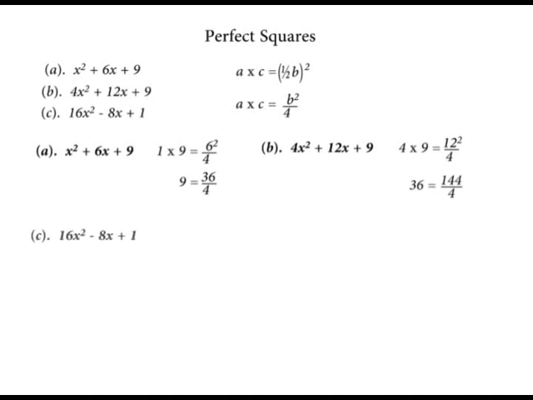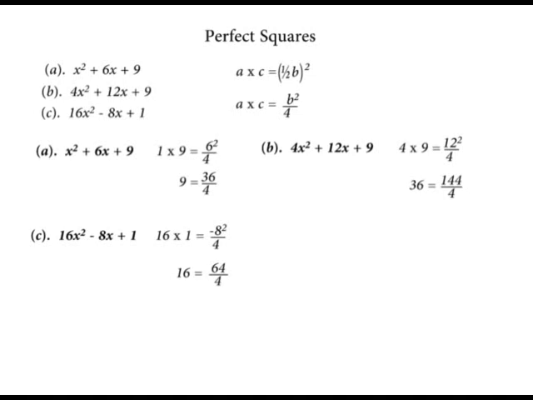The third one, 16 times 1 should be equal to minus 8 squared over 4, and that is 16 should be equal to 64 over 4, and that is true. And so if any of the three is missing, it can be calculated from the relationship.